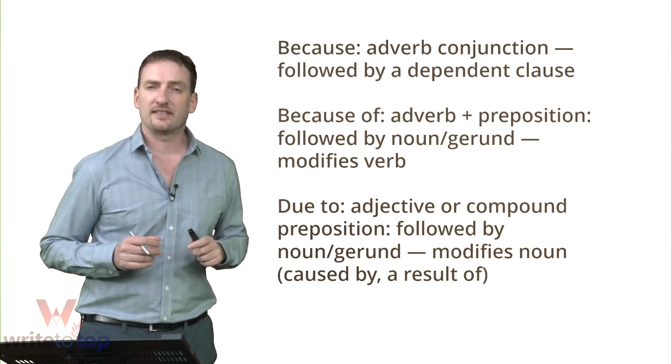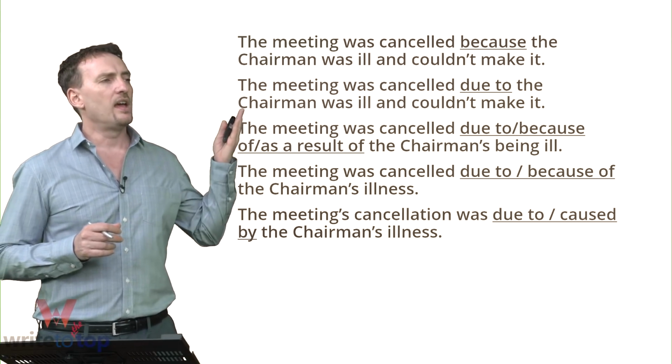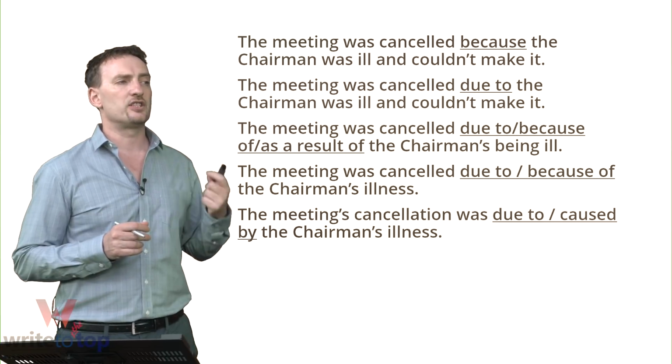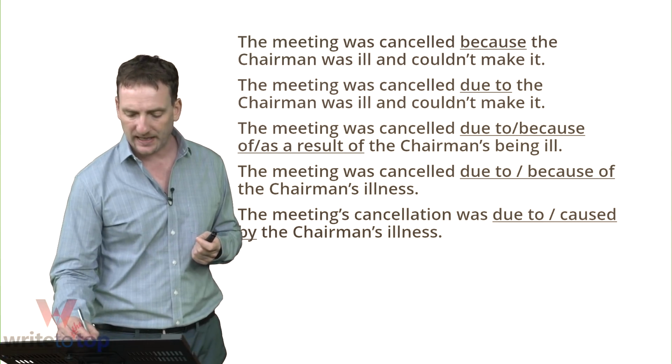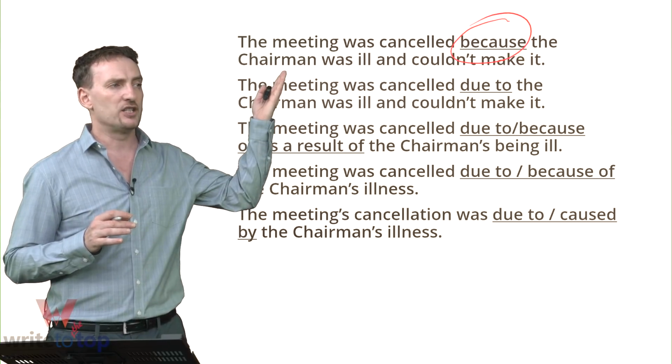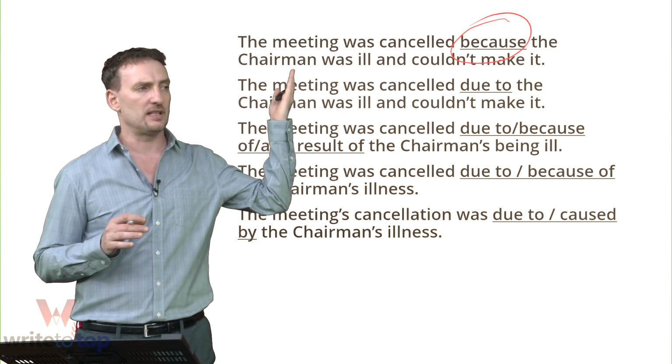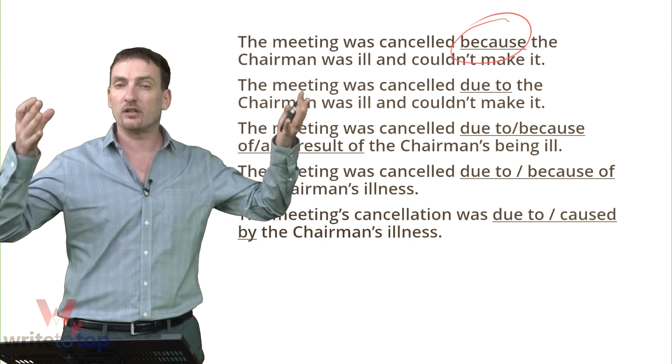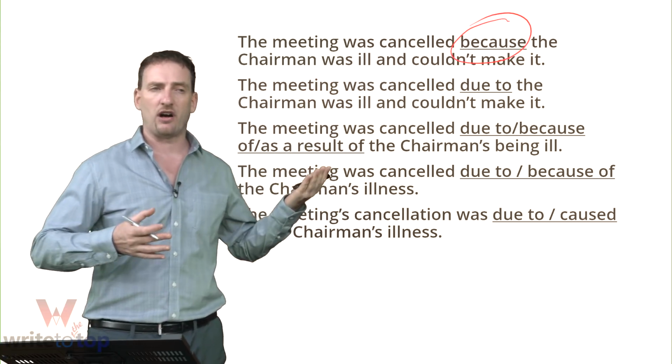So let's look at some examples. The meeting was canceled because the chairman was ill and couldn't make it. So we're using because. We're using the adverb conjunction, and I'm following it by chairman was ill. So subject, verb. I have a full dependent clause following it.